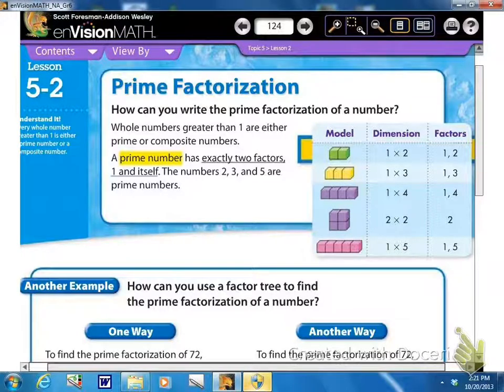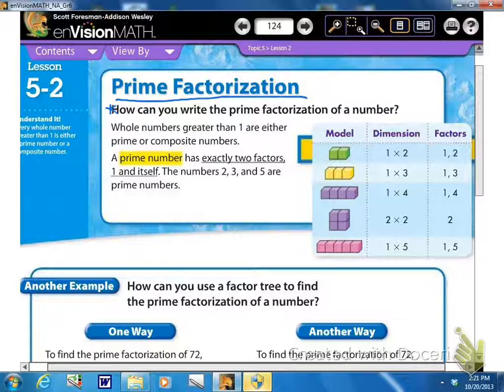Alright, today we're looking at lesson 5-2, prime factorization, on page 124. You may have done this last year in class, so this might come back to you, hopefully. But to do prime factorization, you have to know your prime numbers, or what a prime number is. So let's look at this first. How can you write the prime factorization of a number? That's what we will be doing today.